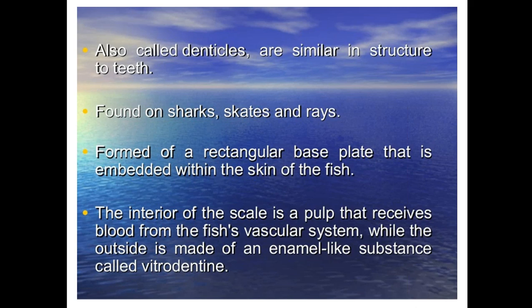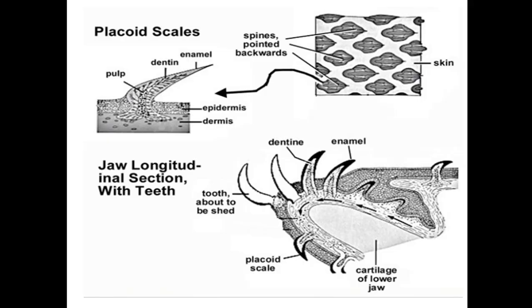So these placoid scales are also called denticles because they are similar to our teeth. The interior of the scale is pulp, and that receives blood from the fish's vascular system. The scales are vascularized, especially the interior, the pulp, which has blood capillaries. Whereas the outside has no vascularization. It's an enamel-like substance called vitrodentine.